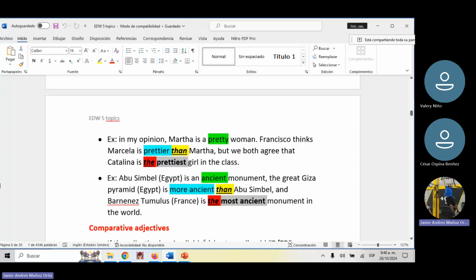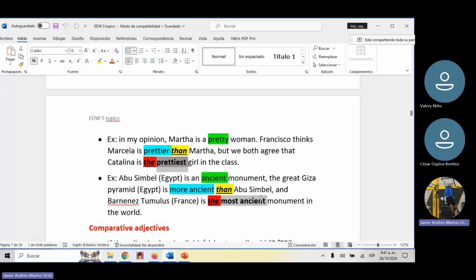So the word in green is the adjective, the word in blue is the comparative adjective, and the word in gray is the superlative adjective. "Than" is a comparison, and "the" mentions that this place, animal, idea, whatever, is unique.